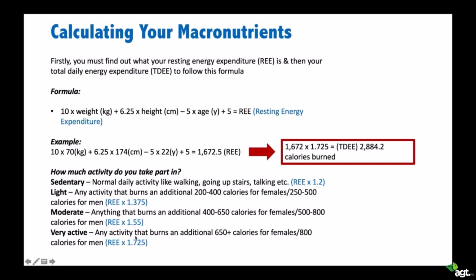So he has to multiply his REE, which is how many calories he burns without exercise, by 1.725. So if we get his 1,672 times 1.725, that will give us his TDEE, which is his total daily energy expenditure. So this is basically all of his calories burnt, including exercise, and that gives us a number of 2,884.2 calories burnt in his days where he's working out.